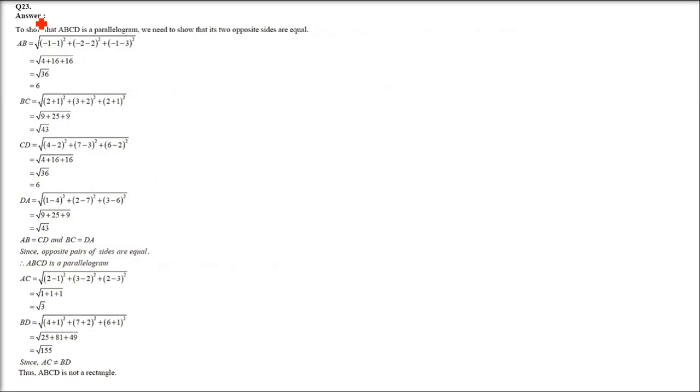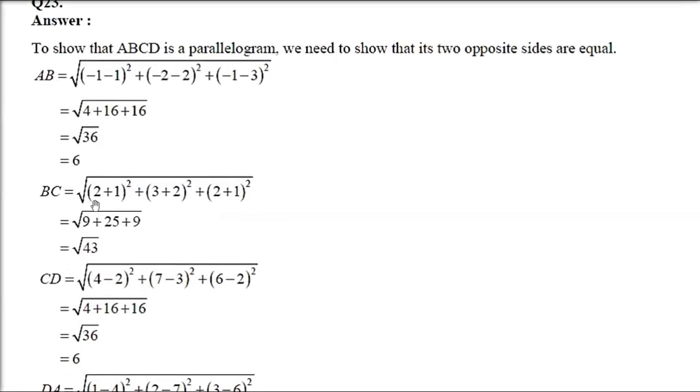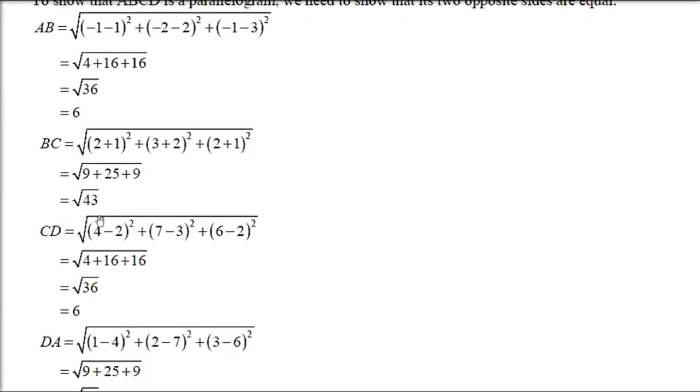This is question number 23. Show that the points A, B, C and D are the vertices of a parallelogram ABCD, but not a rectangle. Parallelogram we have already seen. Take the opposite sides. Try to prove that opposite sides are equal. That will surely be a parallelogram. AB equals CD or DC, and AD equals the other side, opposite to it.